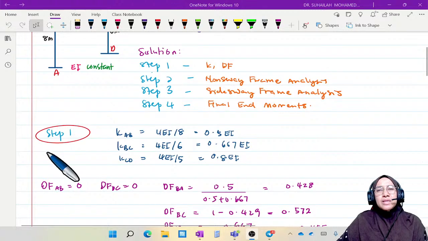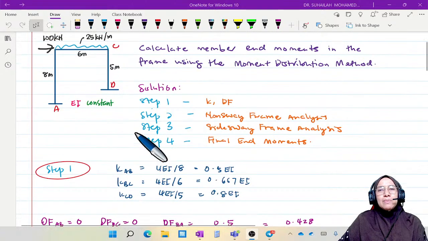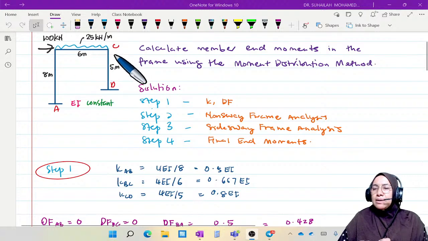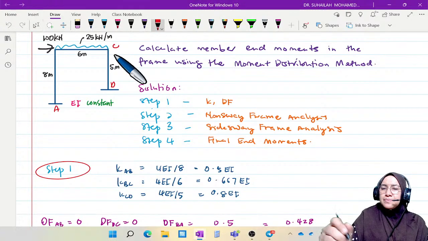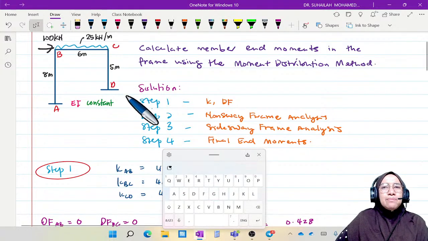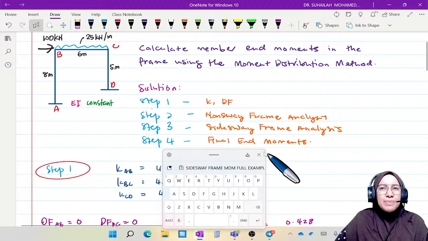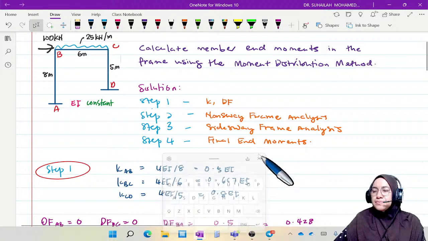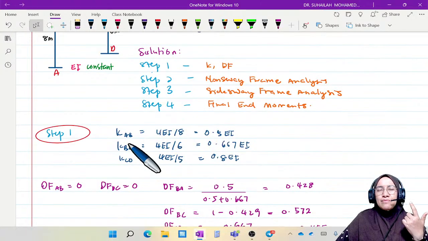Okay, so we move to step number 1 first. Step number 1 is to calculate K for each element. Remember that there are 3 elements: element AB, 8 meter; member BC, 6 meter; and member CD, 5 meter. So we have 3 elements: KAB, element number 1, KBC, element number 2, and KCD for element number 3.